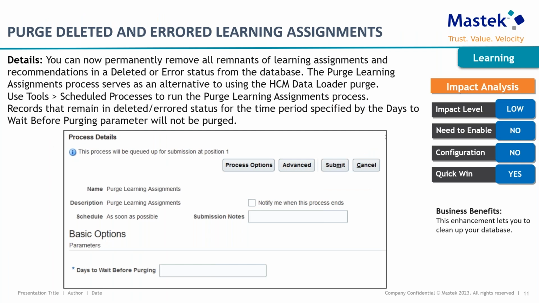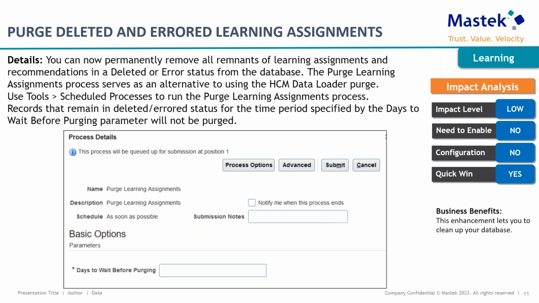Next update is purge deleted and errored learning assignments. So after 24C, now Oracle gives the flexibility to entirely purge the deleted assignments. So once the learning assignments are converted to the status of deleted in the learning assignments task, then you can entirely wipe out those records by purging the process.